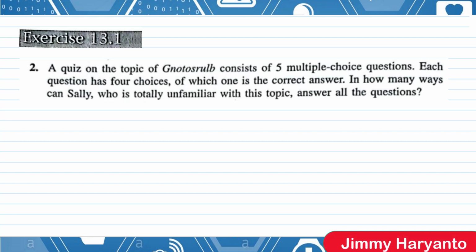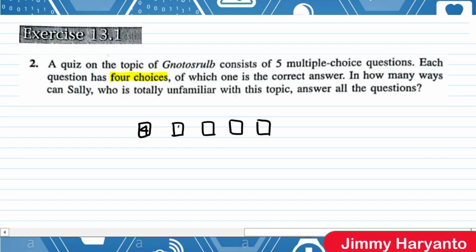So let's use a filling slot for this one. We have 1, 2, 3, 4, 5. 5 questions. For each of them we have 2 possibilities. No, we have 4 possibilities. 4 choices. So this one is 4 choices, this one is 4 choices, 4 choices, 4 choices, 4 choices, and then we have to multiply it. So the result will be 4 to the power of 5. It's 1024 ways. So Sally will have 1024 ways to answer.